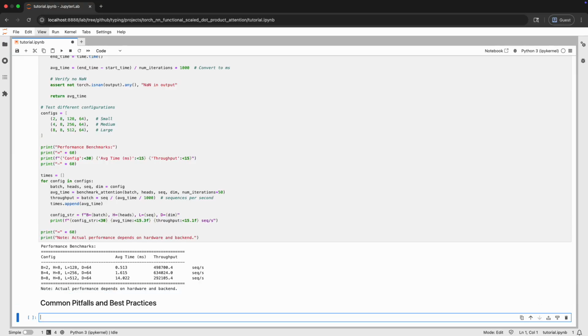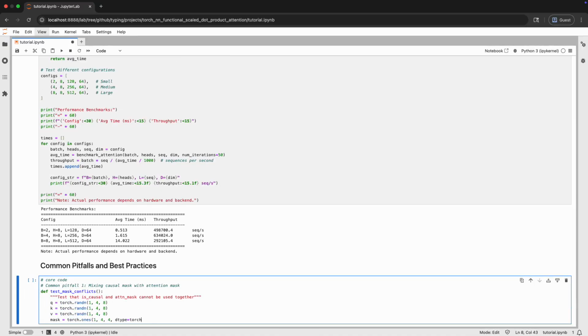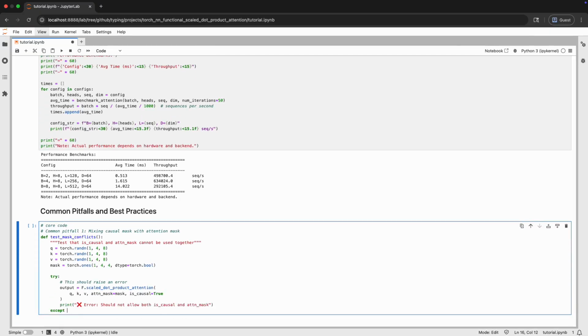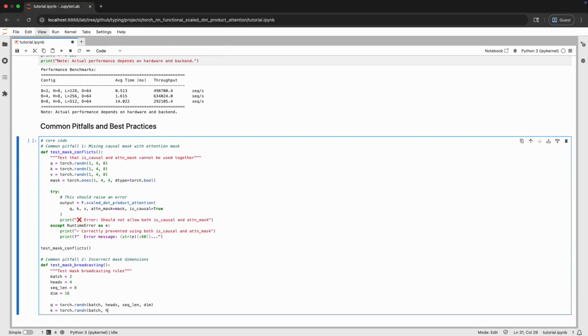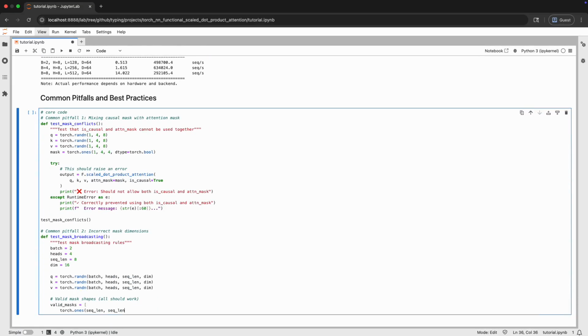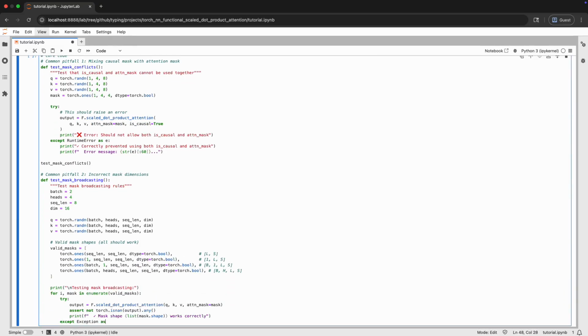Now let's cover common pitfalls and best practices when using scaled dot product attention. Let me demonstrate two common pitfalls. First, you cannot use both is_causal and an attention mask together as they conflict. Second, I'll show the valid mask shapes and how broadcasting works. Masks can be provided at different dimensions, and PyTorch will broadcast them appropriately.